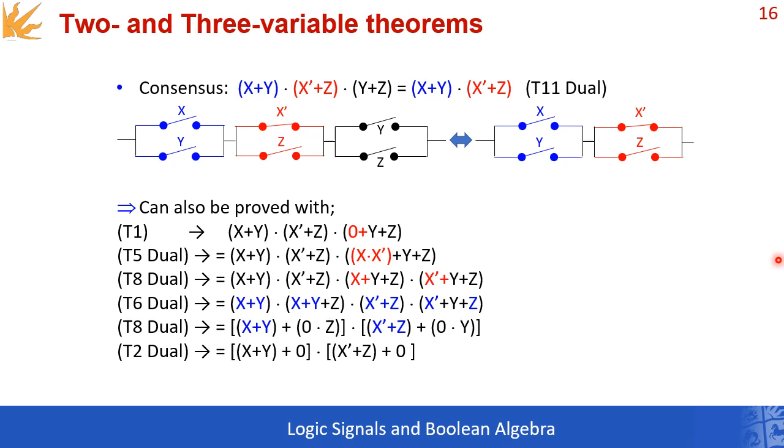And at the end, we use the null element, which leads to the final desirable result over here. So unlike the fundamental easy theorems, perhaps it's advisable to learn the more complex one, like consensus, by heart.